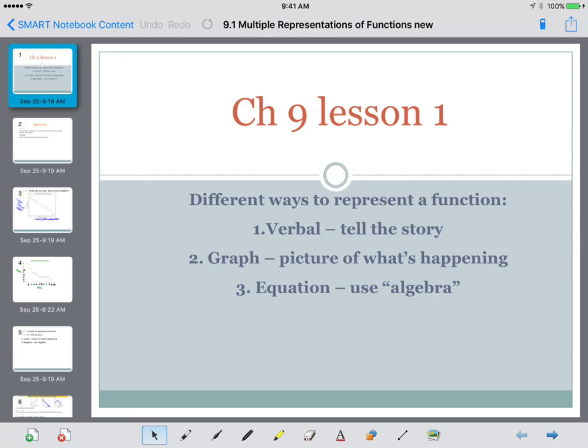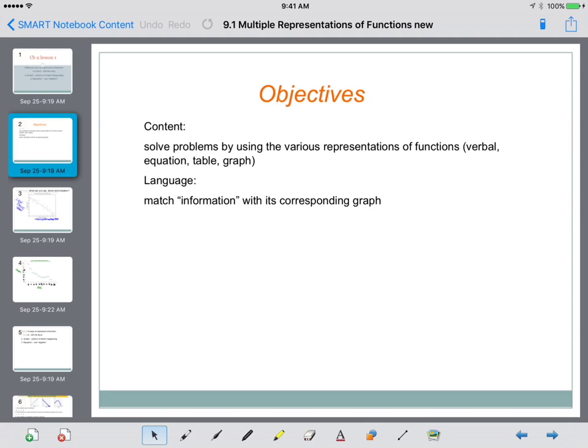All right, today we're going to talk about Chapter 9, Lesson 1, multiple representations of functions. There are different ways to represent functions. We have the verbal, which tells a story; a graph, which describes a picture of what's happening; and an equation, where we're using some algebra. So, some objectives for today are to solve problems by using the various representations of functions. We've got verbal, equation, table, and a graph.